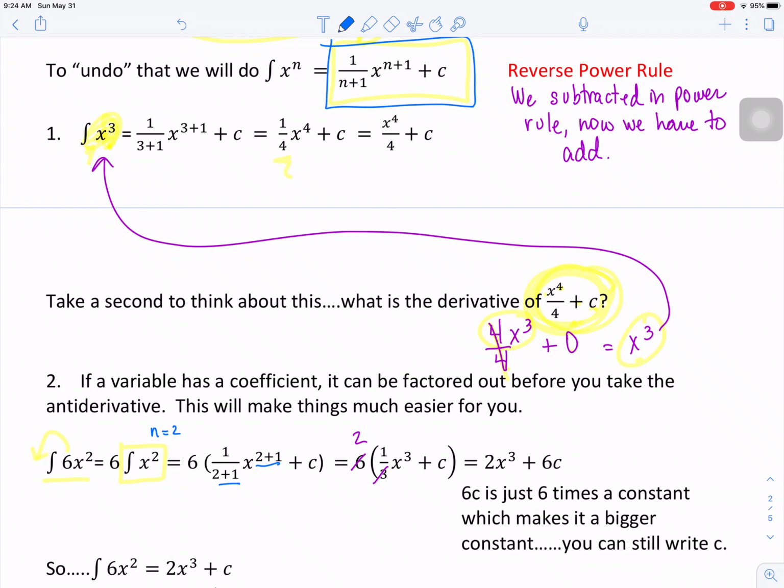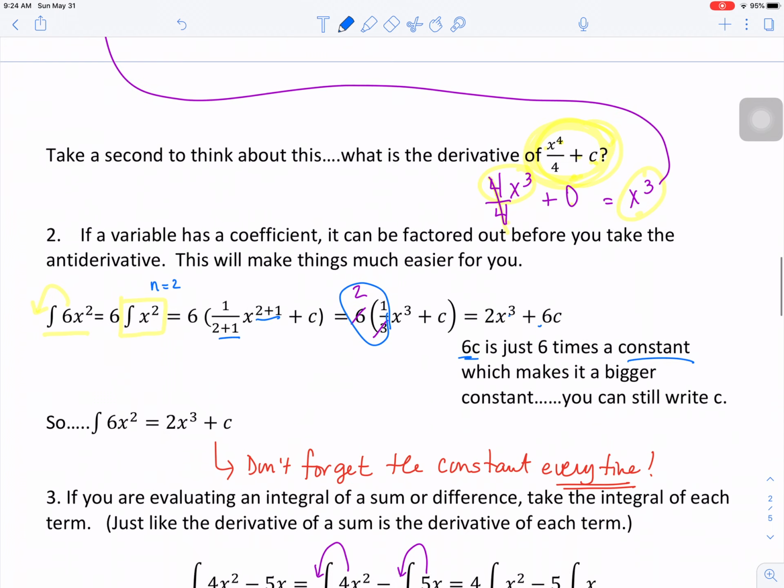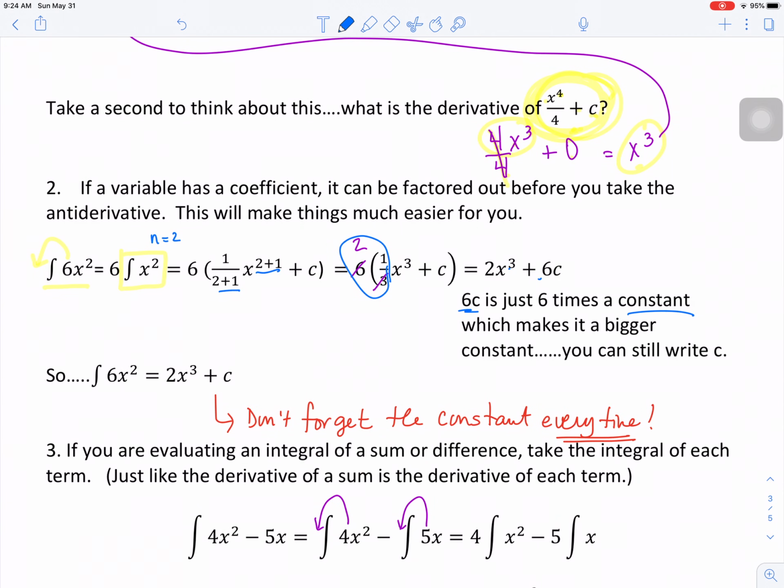Now here's where you're going to get interesting things happening. You have cancellation here. 6 times 1/3 is 2, right? So we're going to end up with 2 times x cubed plus 6 times c. Now, 6 times c is just 6 times a constant, which just makes it a bigger constant. So you don't even have to worry about the distributing of that 6. You can just write it as C. Okay. So the antiderivative of 6x squared is 2x cubed plus c. Don't forget the constant every time.